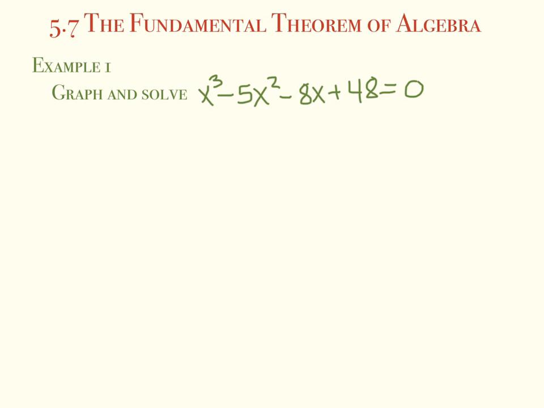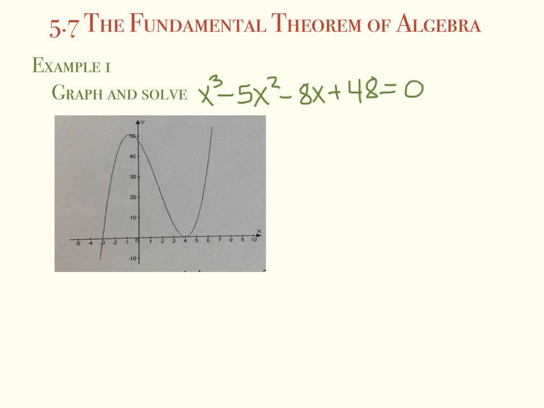Alright, we are going to graph and solve x cubed minus 5x squared minus 8x plus 48 equals 0. We're going to use our graphing calculator and put it in. It's going to look like this. So when we look at this graph, we see a 0 here, and we see a bounce here. So there are two distinct solutions at x equals -3 and at x equals 4.